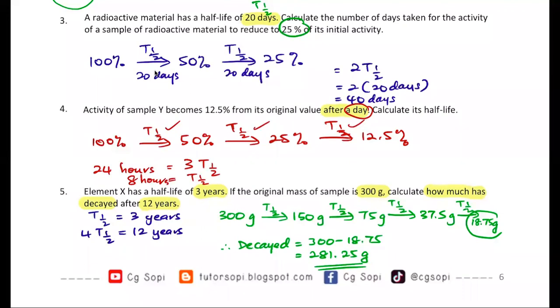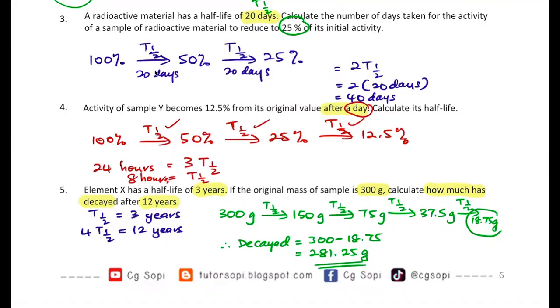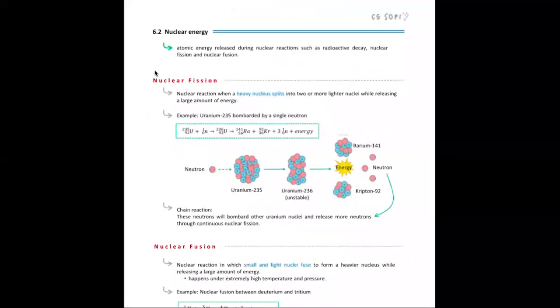Okay. 281.25 grams have decayed and the remaining 18.75 grams has not decayed. Right? Understood? Easy, right? Okay, fine. Can? Can. Okay. Now this one.